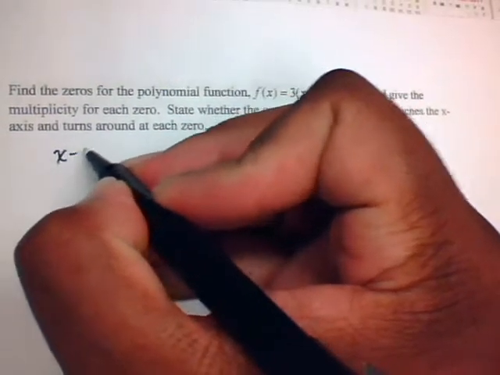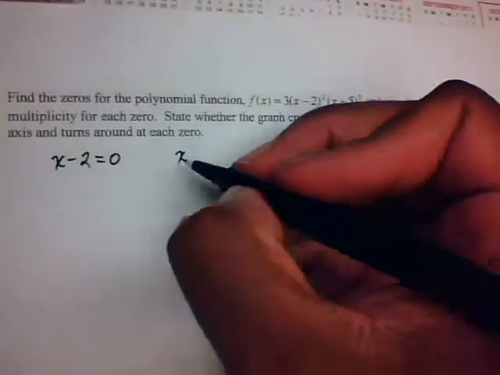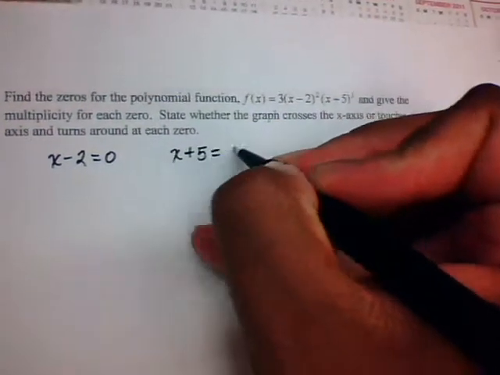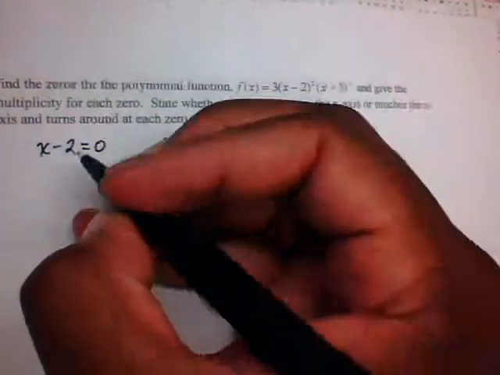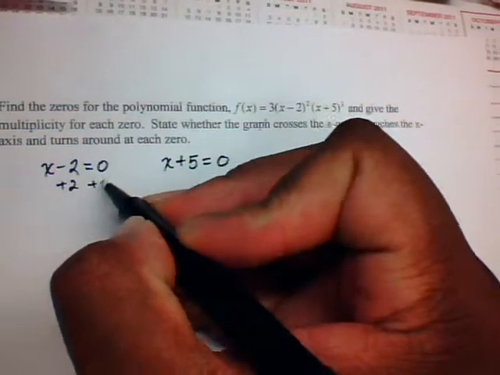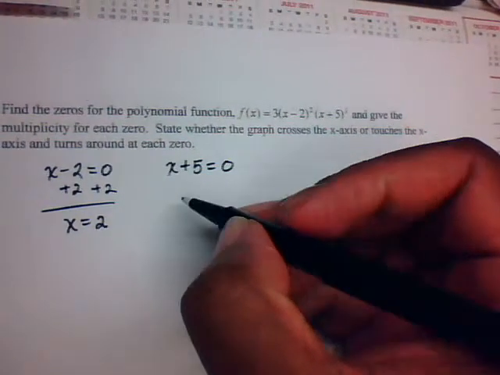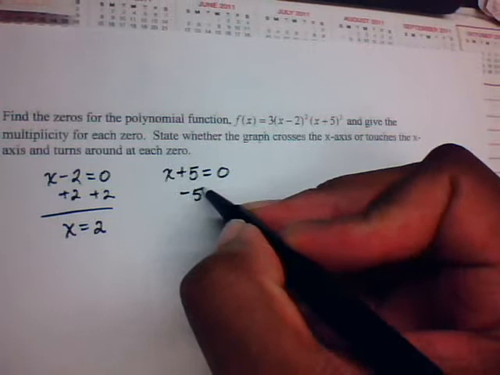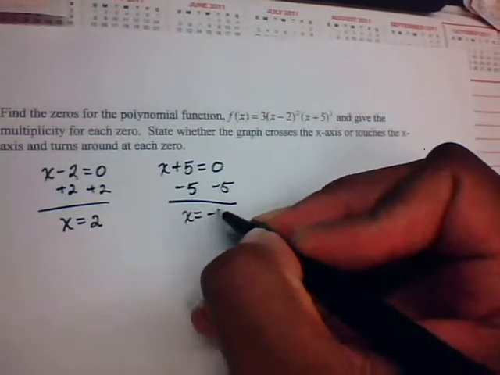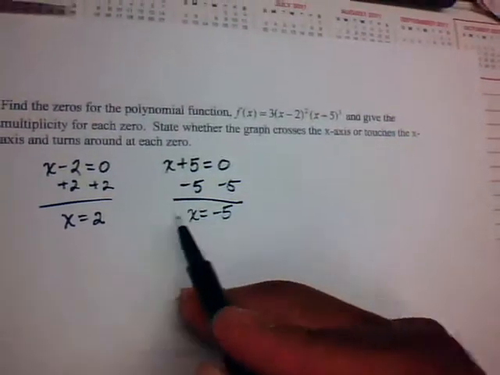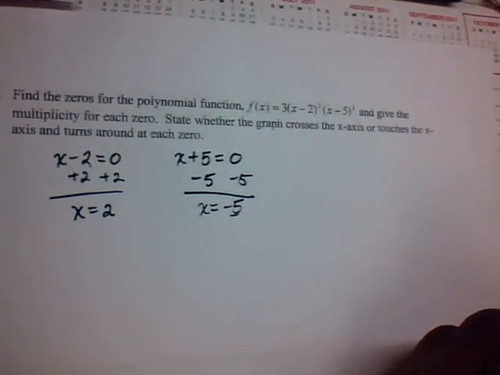So we'll set x minus 2 equal to 0, and we'll set x plus 5 equal to 0. Now here, x minus 2 is equal to 0. We'll find out what x is, and we see that x is equal to 2. And then for x plus 5 is equal to 0, we'll have x is equal to negative 5. So the zeros of this function will be 2 and negative 5.